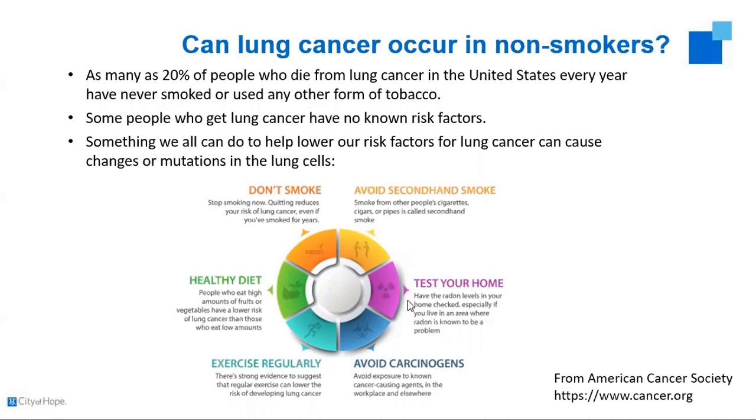But there are things that we can do in order to lower our risk of developing lung cancer. Definitely do not smoke or don't start smoking. Avoid the exposure to secondhand smoke. In terms of radon, there is a test that you can do at home to see the levels of radon in your house. A healthy diet and doing regular exercise as much as possible, and also avoiding agents that are known to cause cancer.